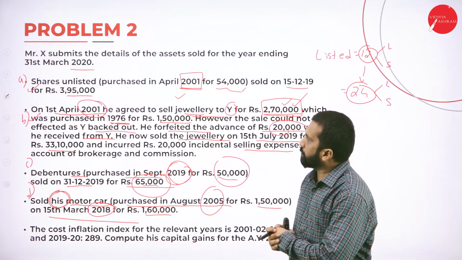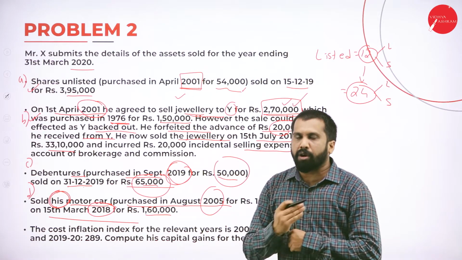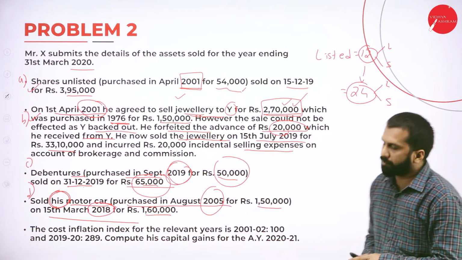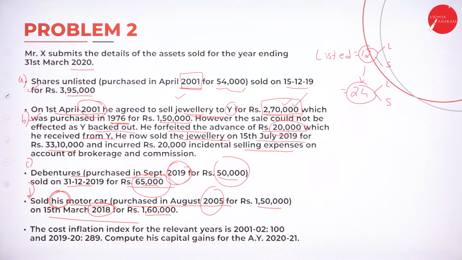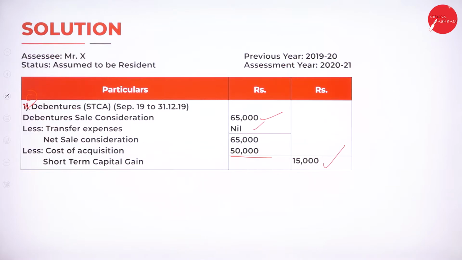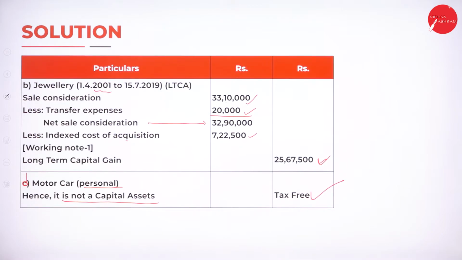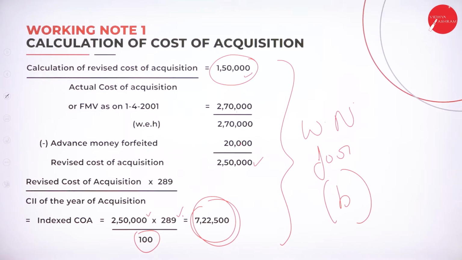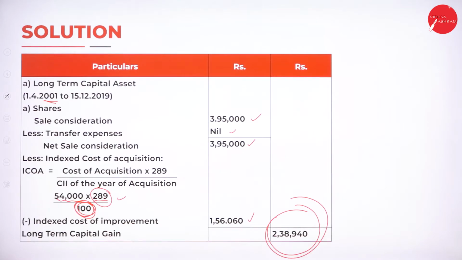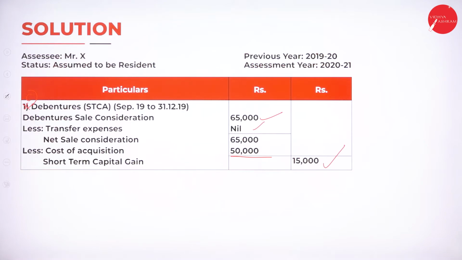First we'll complete problem number 2. This is your question. I'll go out of the screen. Please take a screenshot. This is your problem number 2. The solution for problem number 2: this is the first one. Before that, unlisted shares. There is jewelry B, and you have the motor car answer here itself. Working note for jewelry. There is a fourth one, debenture.